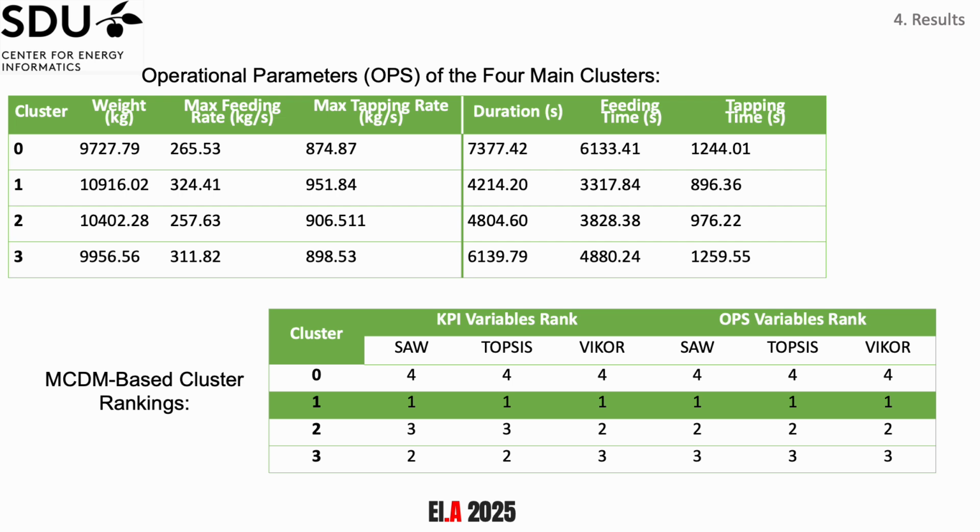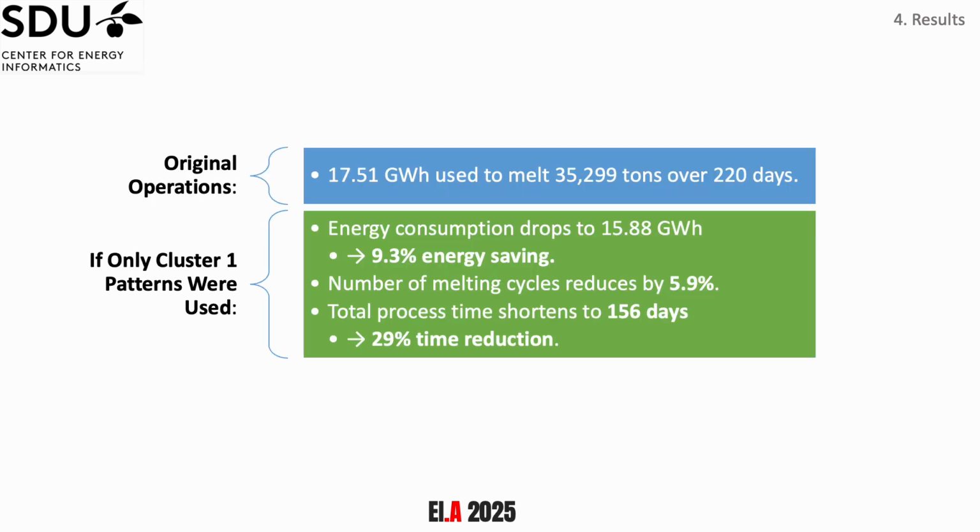The upper table shows 6 operational parameters of the 4 main clusters, and the lower table shows the results of the ranking by using the multi-criteria decision making across 2 KPIs and the 6 operational parameters. And we can see that cluster 1 is always the best one.